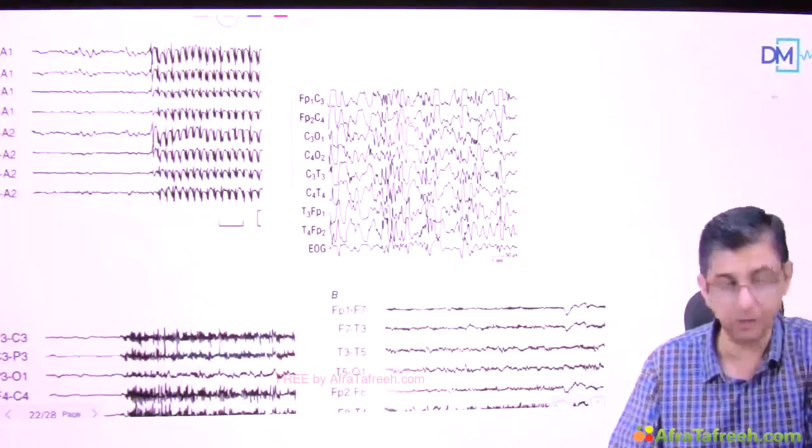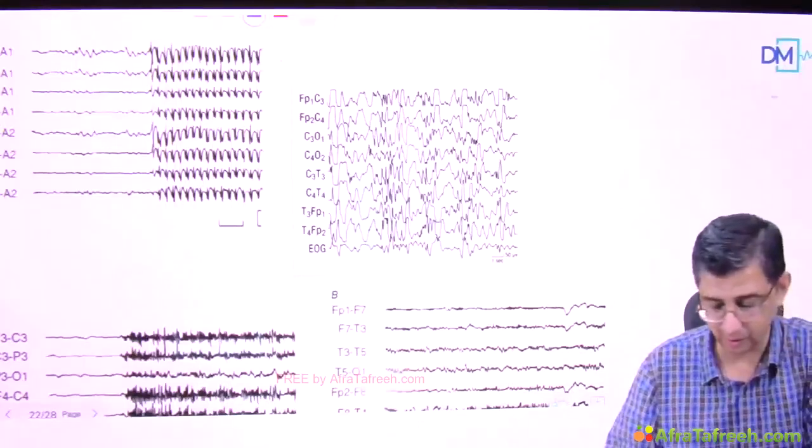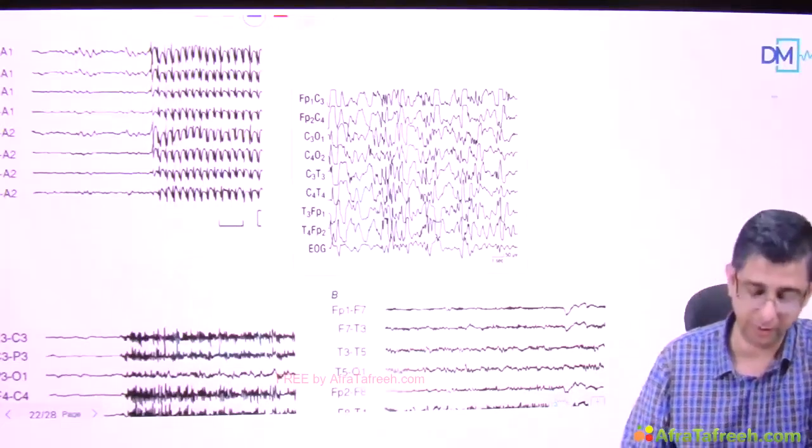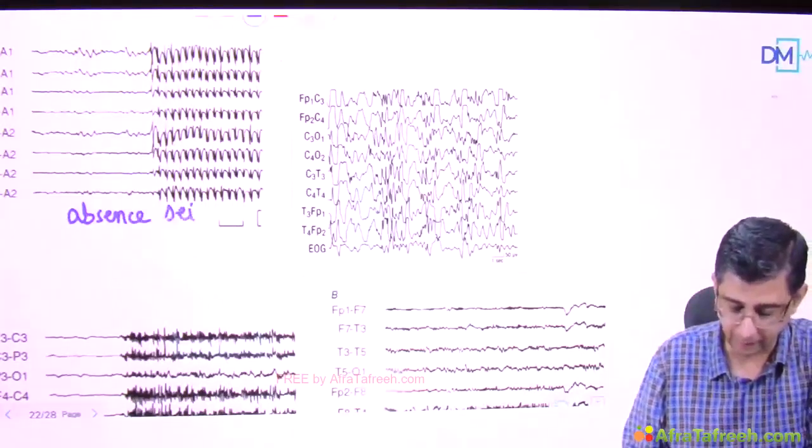The left is odd and the even one is right, as I've explained to you. You will be noticing these spikes present, and they are occurring at a rate of about 3 per second. So this pattern is suggestive of absent seizures in a patient.